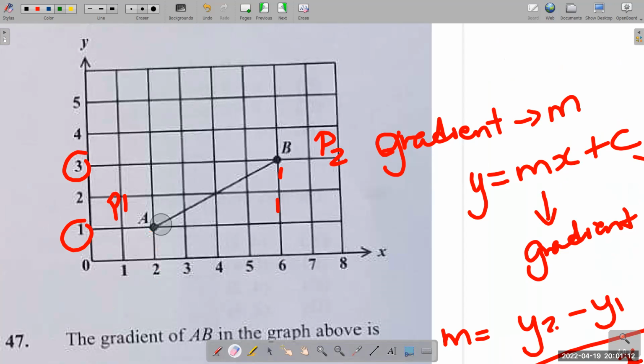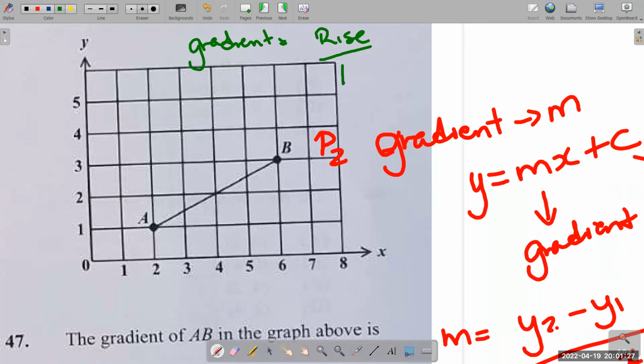Okay. We got to push as hard as we can. Exams in less than 20 days. Okay. So you should remember that gradient means the same thing as the rise over the run. So what does that mean? Look at the 2 points. Everybody see the 2 points? Everybody see the triangle created by the 2 points?